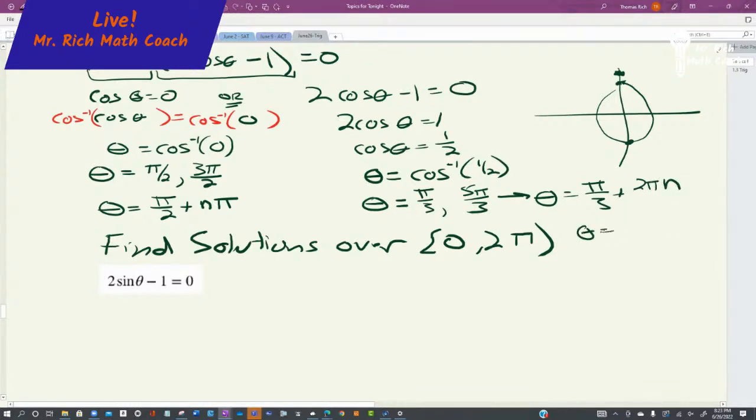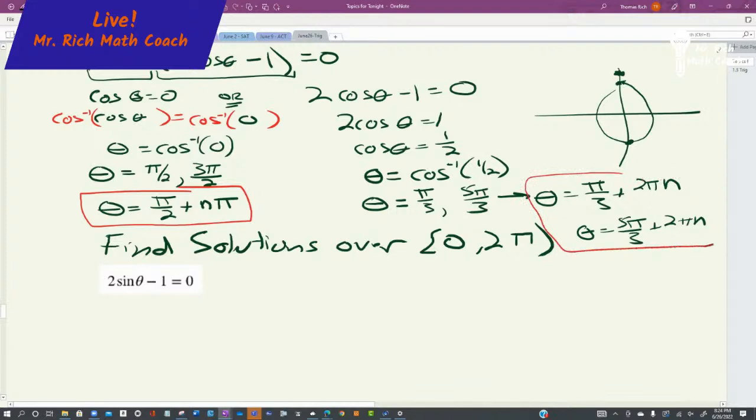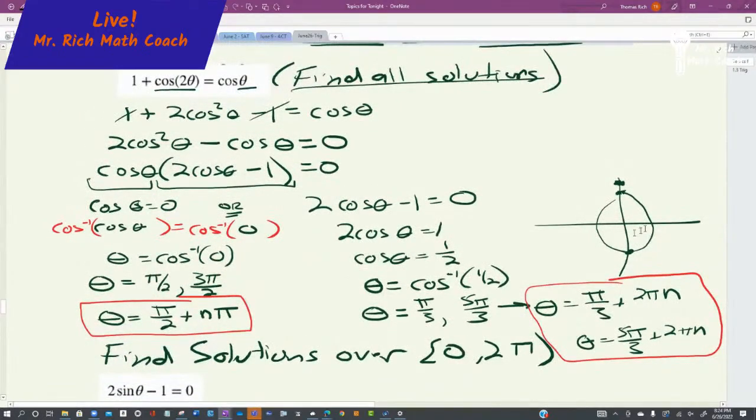And theta is 5 pi over 3 plus 2 pi n, where n is any integer, positive or negative or 0. Okay, so those are my solutions right here. All solutions to this I just found. It's going to be theta is pi over 2 plus n times pi. Also, these are my other solutions. So that's an example of solving a trig equation using your unit circle.